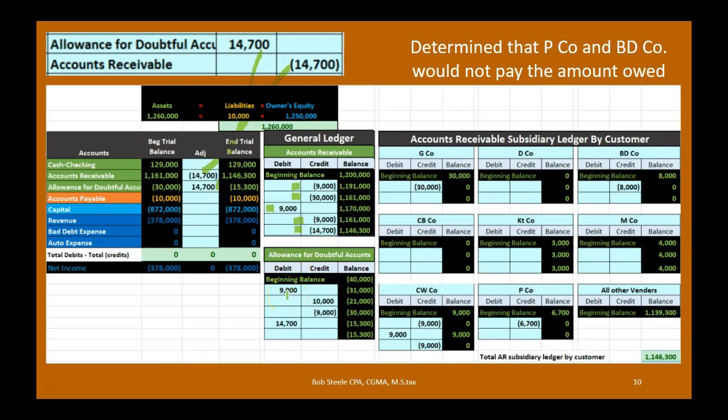The allowance shows us the activity for the accounts that were uncollectible. Then the subsidiary ledger breaks it down by customer or client. So here's what happened. There's that 8,000 here, as well as the BD and P, the 6.7. That's what adds up to this 14.7. So we had to break that out between the two customers that don't pay us. If we add up all the receivables in the subsidiary ledger, it adds up to $1,146,300. That ties out to the general ledger. That ties out to the trial balance. And we still have this estimate of $15,300 that we determined was uncollectible.